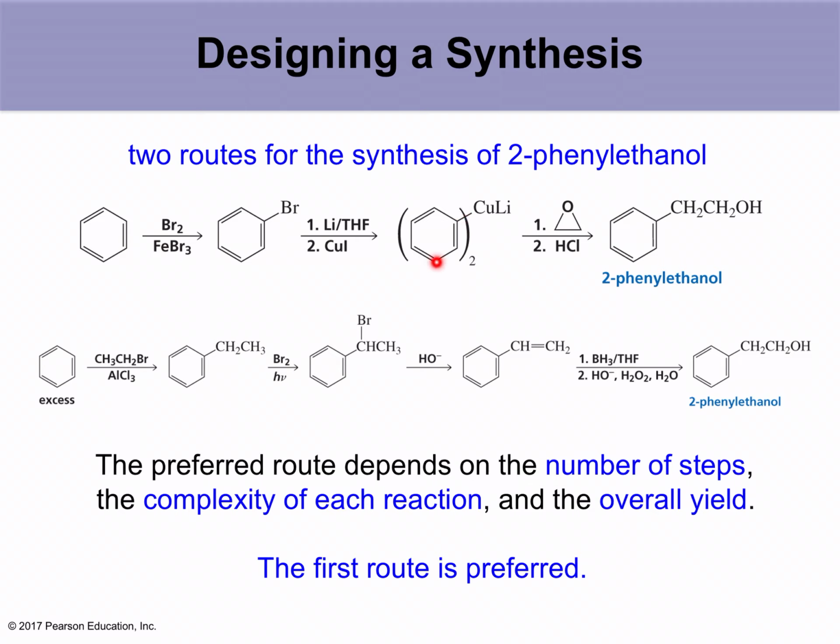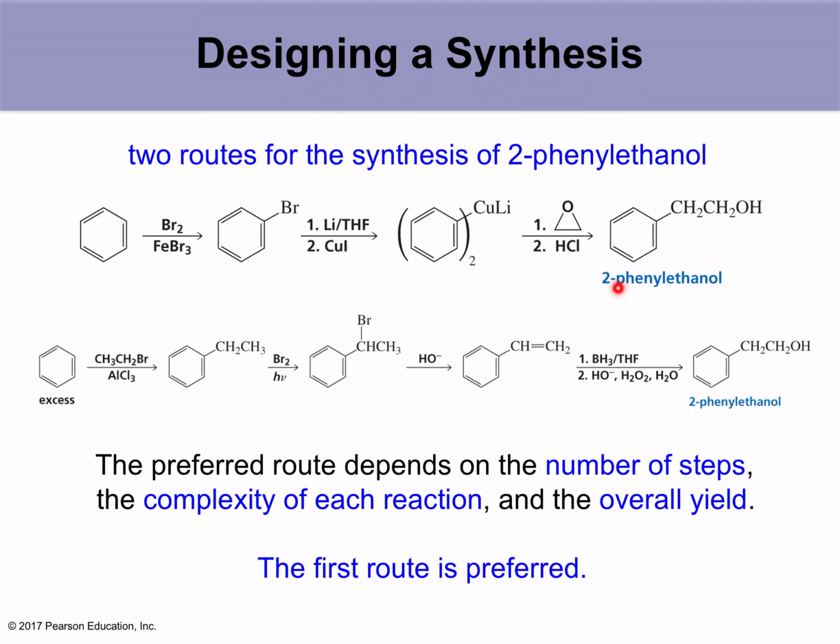Now this can act as a nucleophile, and you react this with ethylene oxide, an epoxide. So this copper is electropositive, this carbon is electronegative, a nucleophile, and attacks this carbon, opening up the carbon-oxygen bond, and then in the second step when you add hydrochloric acid, this oxygen will protonate to give you the 2-phenylethanol.